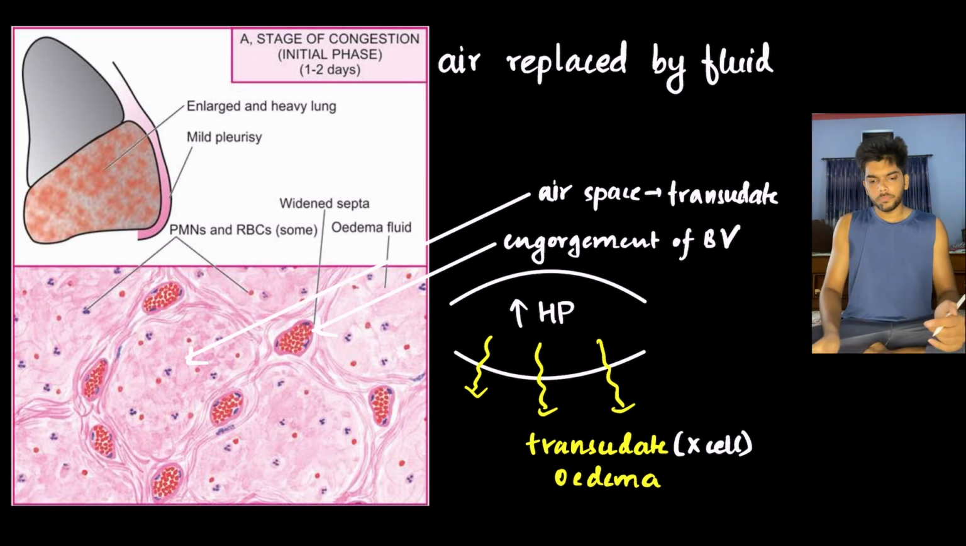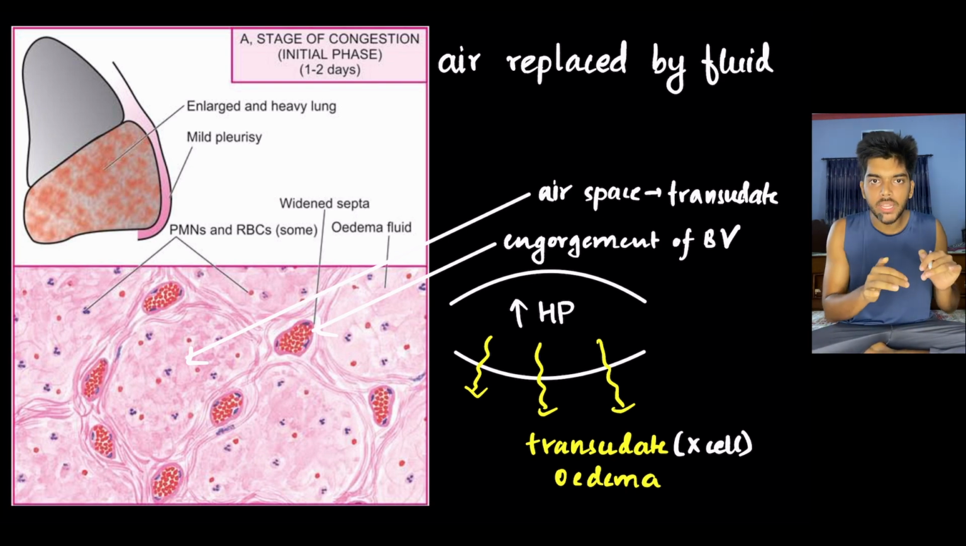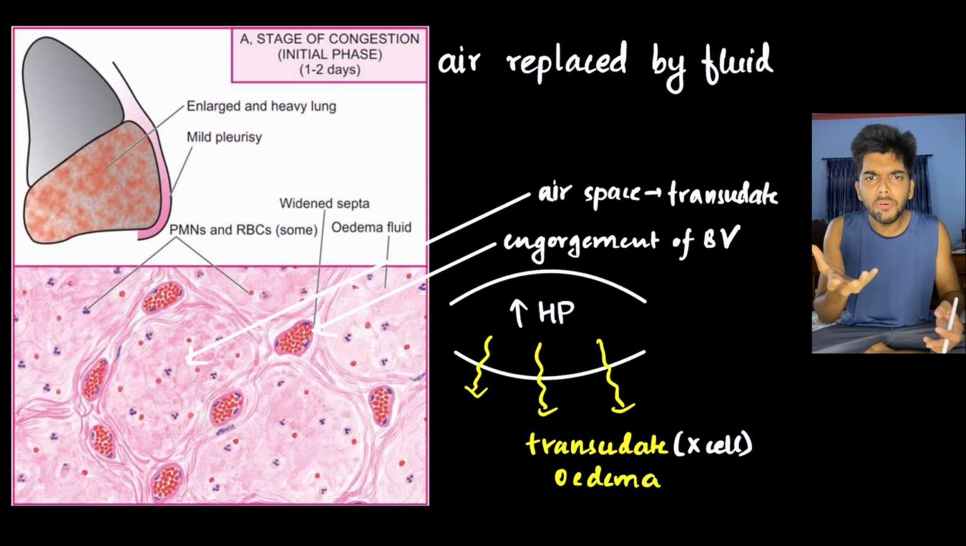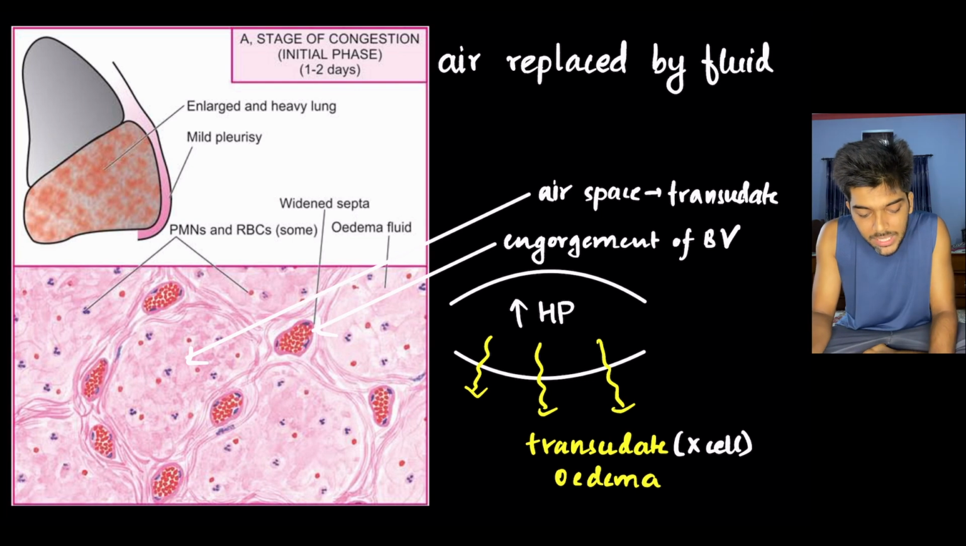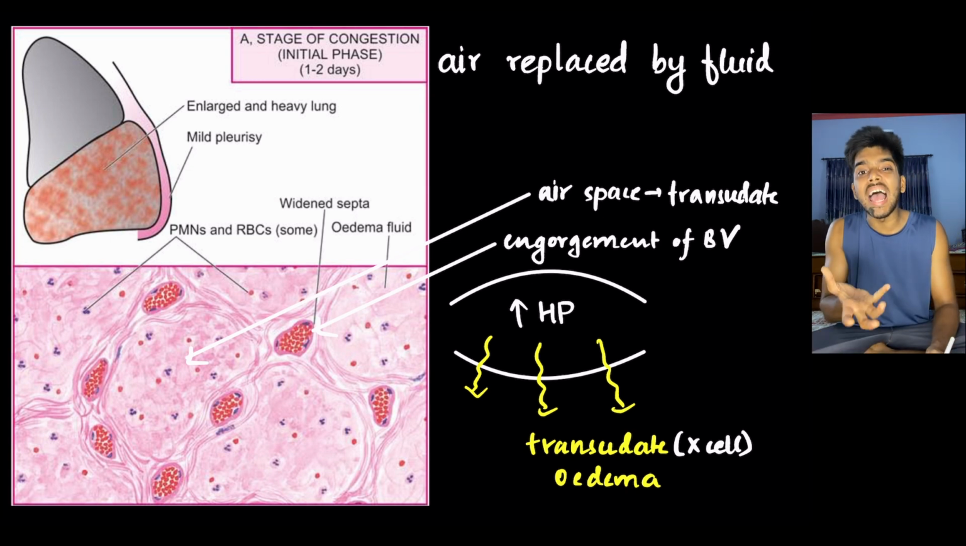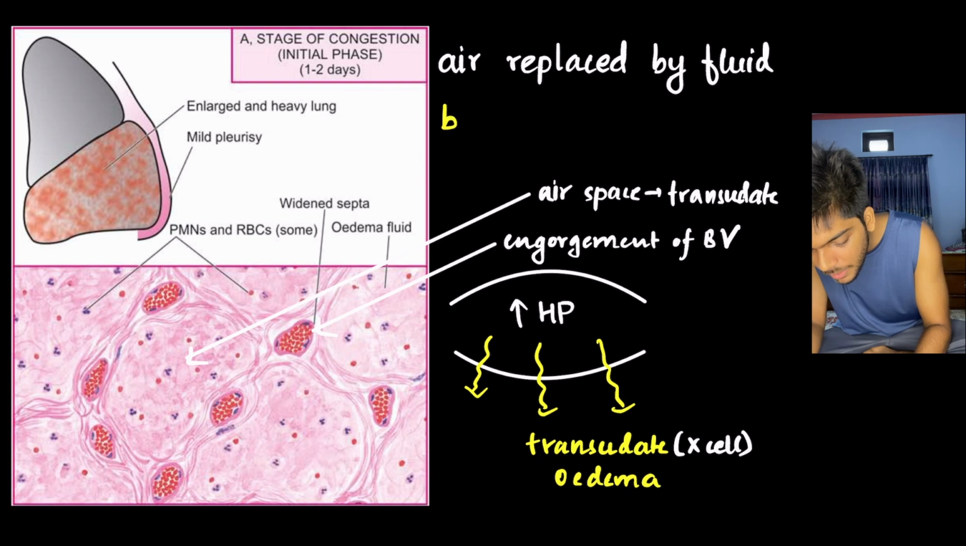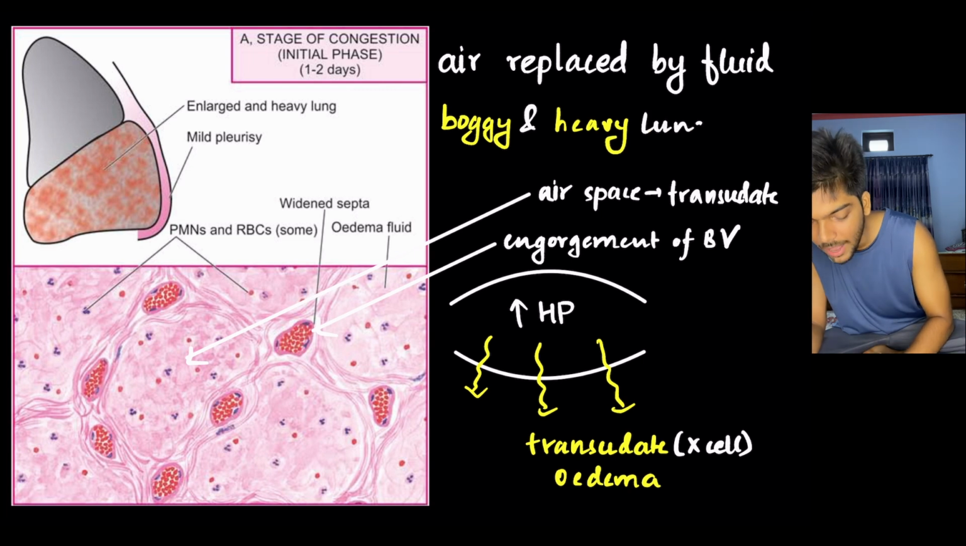Okay, so what will happen to the lung grossly? You have a balloon filled with air. You have the same balloon filled with water. Which is heavier? Obviously, the balloon filled with water is heavier. Here also, previously there was airspace, but now this airspace has been replaced by fluid, a water-like substance. So the lung becomes heavy, weighty, boggy. So you get a boggy and heavy lung.